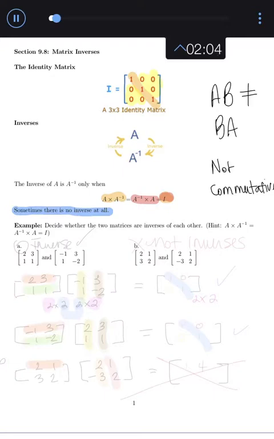So, if you are given two matrices, how do you find out if they are inverses? Well, we have to multiply them together in both orders. If in both orders we get the identity matrix, then yes, they're inverses. But if even one of the multiplications does not give us the identity matrix, then they are not inverses. Let's look at these first two matrices. Again, we are asked to determine if these two matrices are inverses of one another.